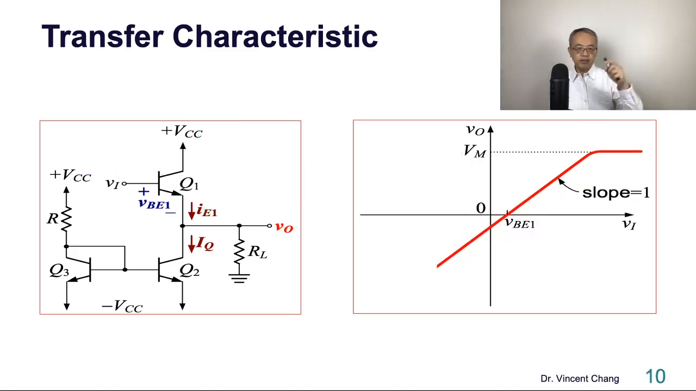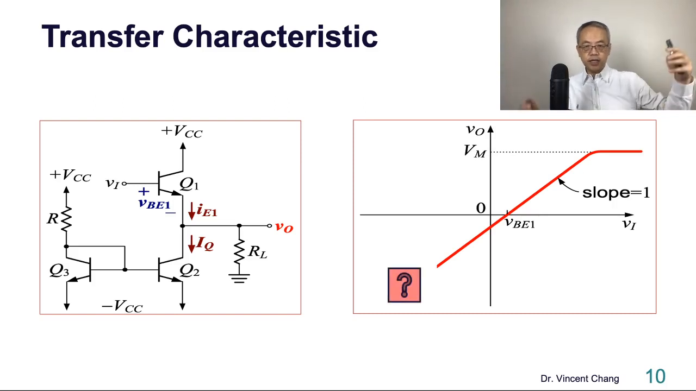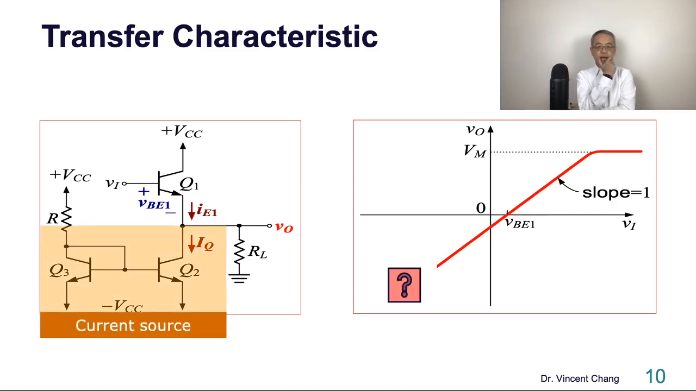Now let's look at the other direction. If VO goes down into the negative direction, what happens? I think naturally you would think that in the positive direction, it's limited by the saturation of the upper transistor, right? In the same way, in the negative direction, it will be limited by the saturation of Q2, the current source transistor.